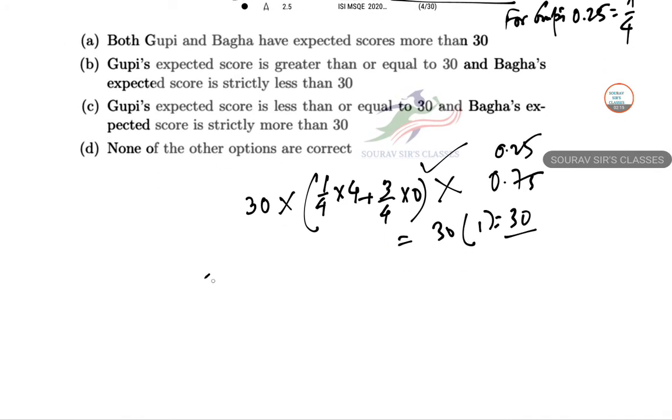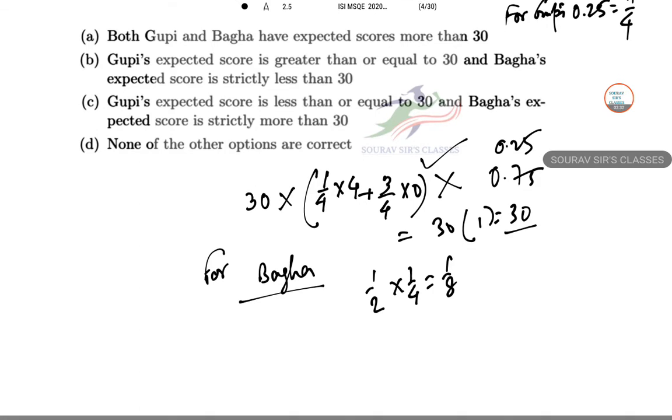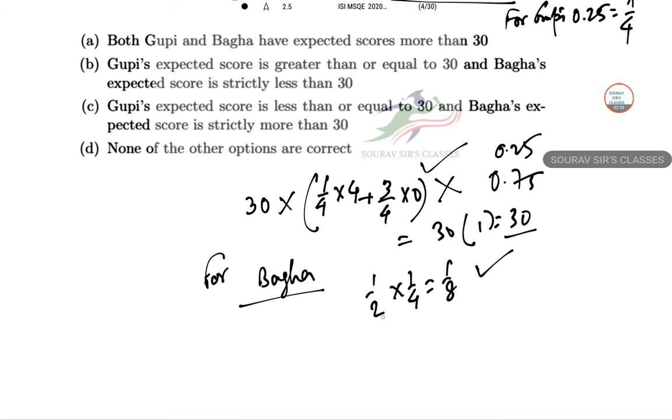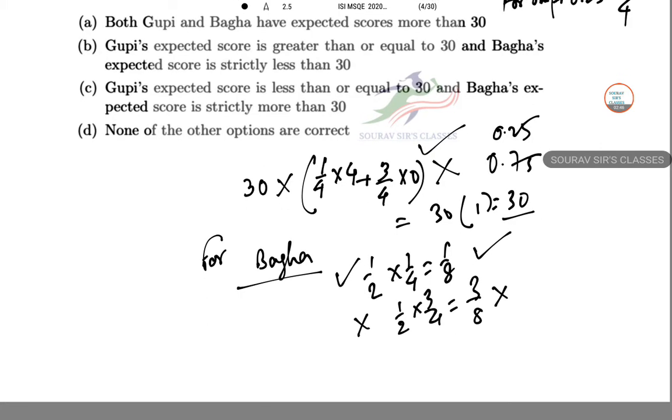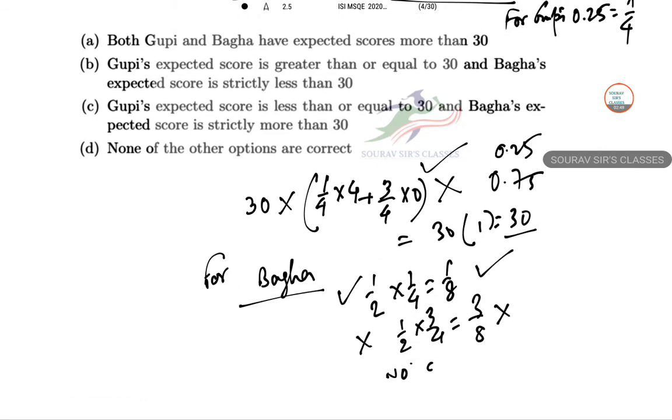For Bagha, the probability that he correctly answers is 1 by 2 first and then 1 by 4. So this is 1 by 8, for the correct. For the wrong one, half into 3 by 4, so 3 by 8. And the probability of no attempt is given as 50%. So no attempt is again half.